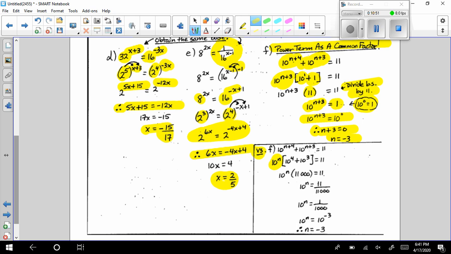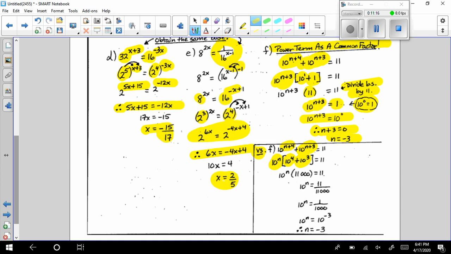So let's say we take out 10 to the power of n. Well, that means that I would have 10 to the power of 4. Again, keep in mind, multiplying powers with the same base means add the exponents, so when I check, n plus 4 agrees with the n plus 4 that was there. And similarly, this term divided by 10 to the power of n is 10 cubed.